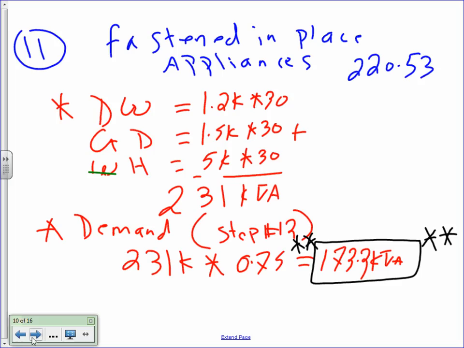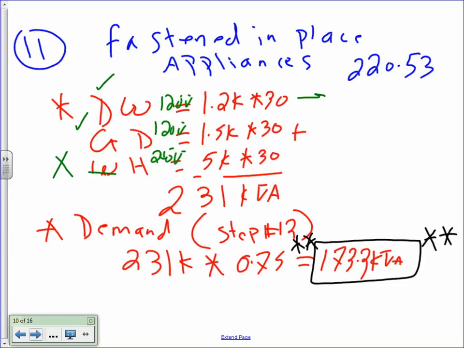So let's go to step number 11. Now 11, there's a few things that you have to do. I want you guys to wake up for 11. This load is 120 volt. This load is 120 volt. This load is 240 volt. So which load do you think, guys, is going to count? The first two. So this will count, this will count, this will not count.